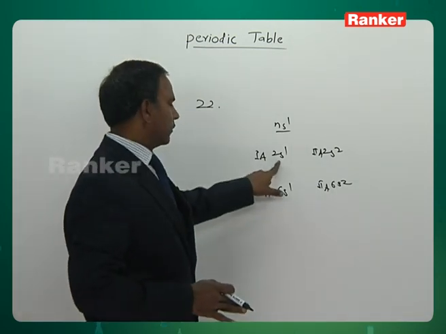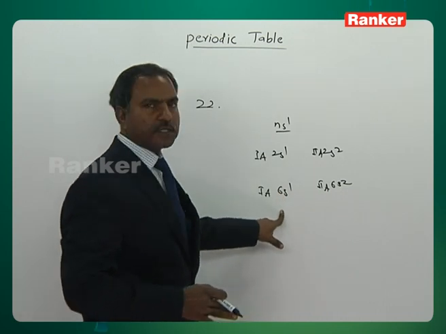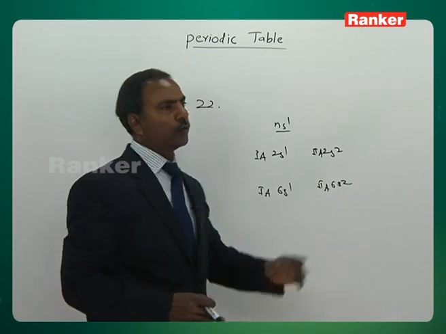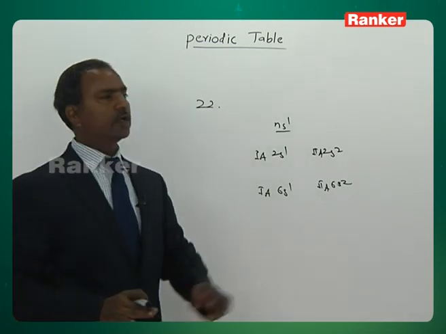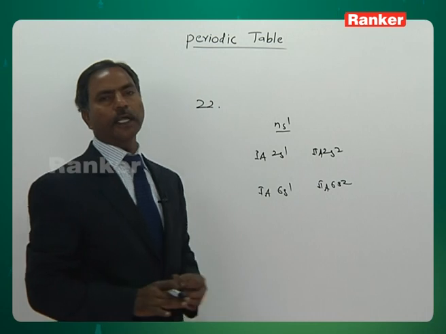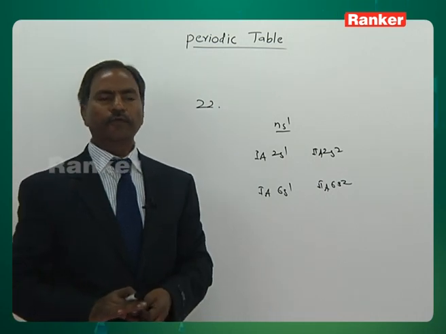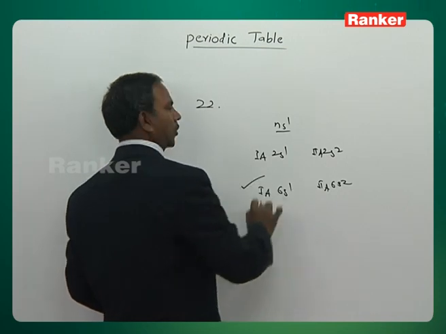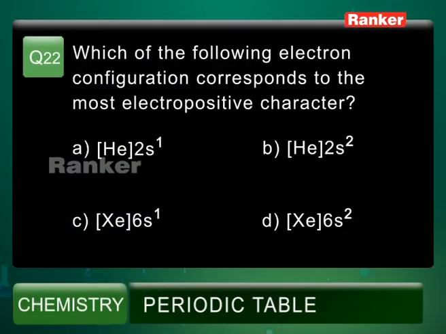Then 2s1 and 6s1. 6s1 is very big in size. 2s1 is actually representing lithium, and 6s1 is representing cesium. Therefore, cesium is the most electropositive we can consider. Therefore, question number 22, answer is C.